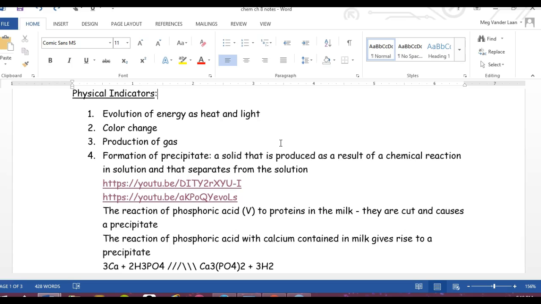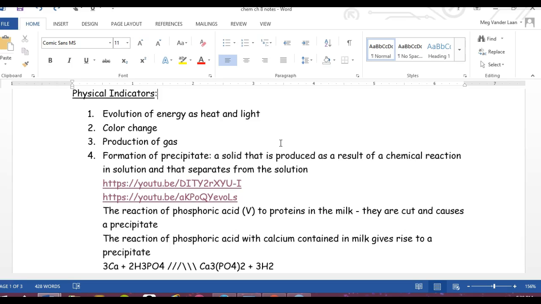Color change. This one too is not in itself a chemical reaction indicator, but it is a possibility of one. So you have to look at this one with others. The production of gas. This is a good one. Anytime you have gases given off from a chemical reaction, it's a pretty sure thing that it's a chemical reaction.